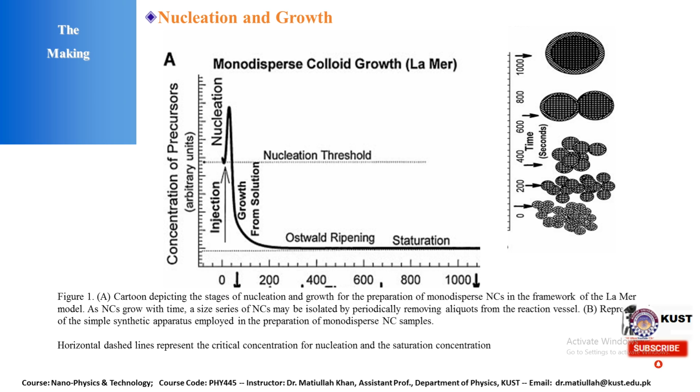There are different processes responsible for that, and here on the vertical axis we can see the increase in the particle size, and downward it shows the decrease in particle size. The horizontal dashed lines represent the critical concentration for nucleation and saturation of that particle size.